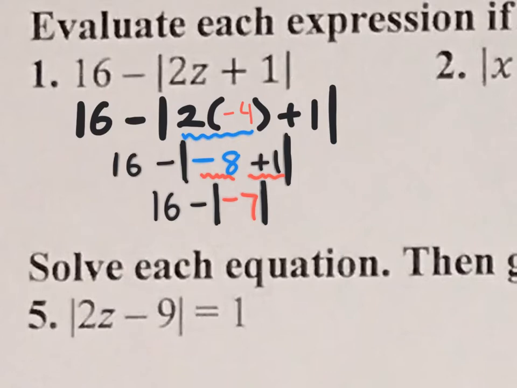Now, remember, do not, I repeat, do not change this to a plus plus. These are not parentheses. If they were parentheses, yeah, you would change it to a plus plus. That would be a +7. But in this case, you have to actually think, what is the absolute value of -7? That's +7. So you just bring down the 7, and then you bring down the 16, and you bring down the minus sign. So what you really have is 16 take away 7, so the final answer is 9. That's your answer for number 1, 9.